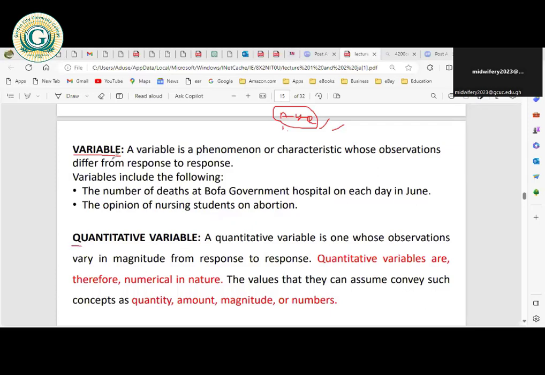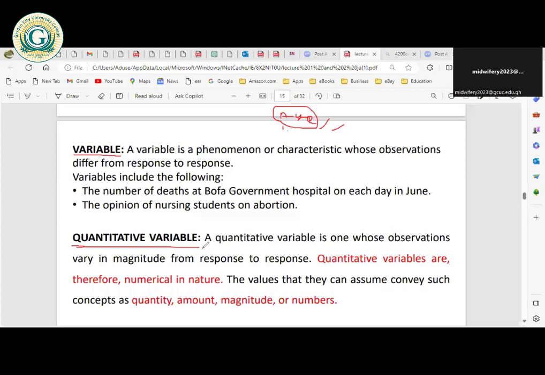So now the next is what we call quantitative. For these variables, you can group them into two. You can classify the variables into two. We have the quantitative variable, and then we have the qualitative variable.